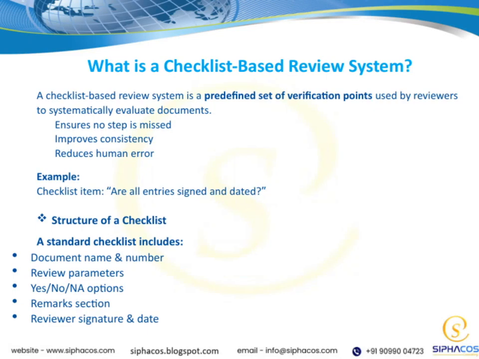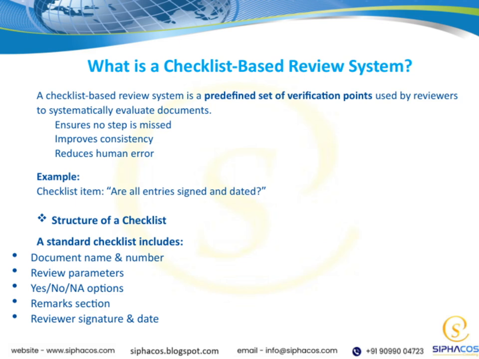Let's take a closer look at the structure of a checklist. A standard checklist typically includes key components such as the document name and number, review parameters, and options like yes, no, or N.A. There's also usually a remarks section for any additional comments, and a space for the reviewer's signature and date to ensure accountability.